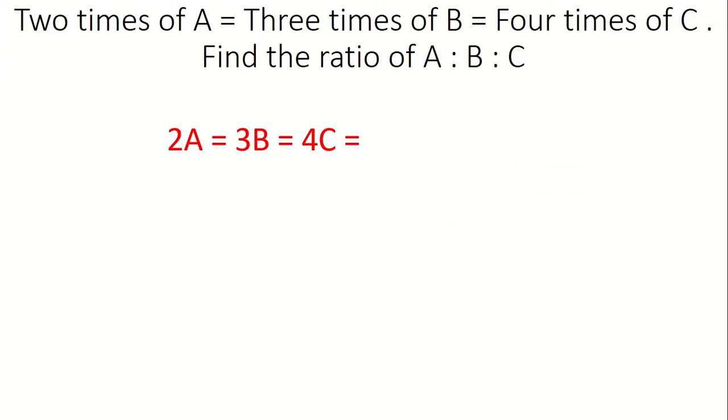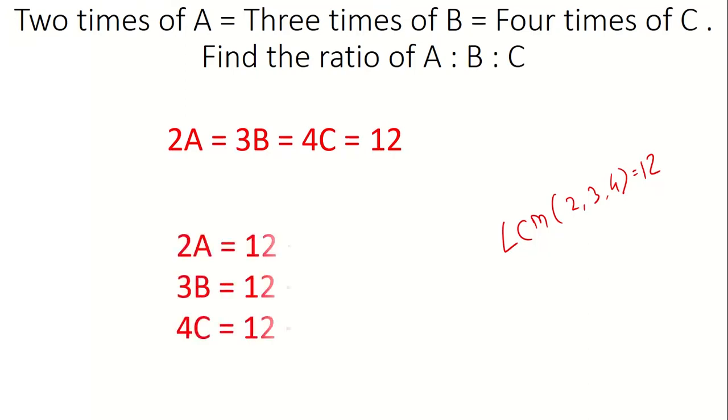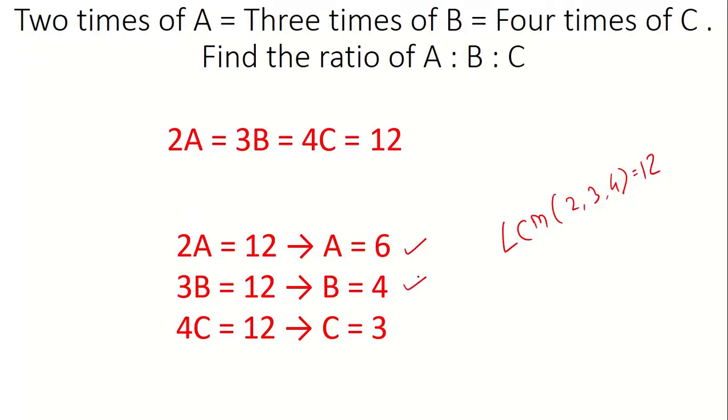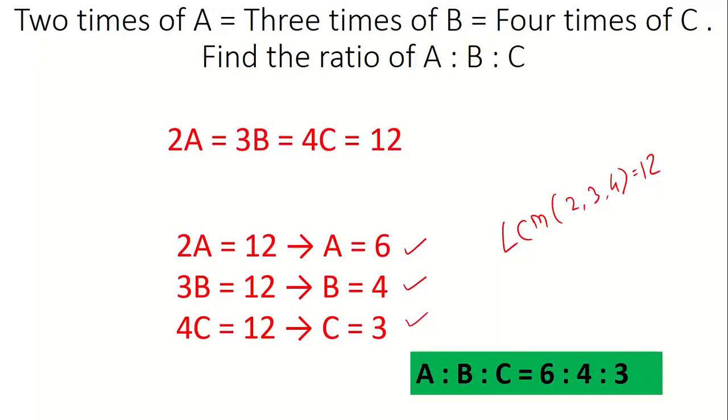For simplifying such questions, we are going to use the LCM of the coefficients. So my LCM of 2, 3 and 4 is 12. So I will equate each term to 12. That means 2A is 12 or A will be 6. 3B is 12 or B will be 4. 4C is 12, so C will be 3. So the required ratio of A is to B is to C is 6 is to 4 is to 3.